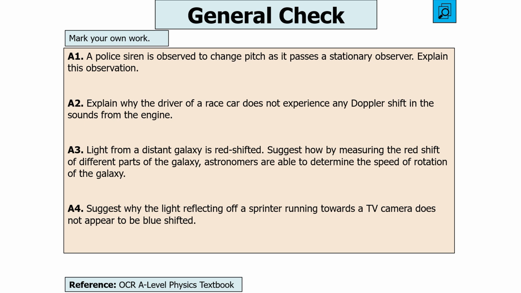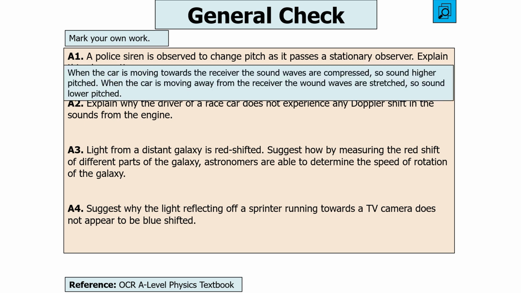Now, the first one is when the car is moving towards the receiver, the space between the observer and the emitter is compressed, so therefore the sound wave is compressed. So therefore there are more waves per second, so it's pitched higher. When the car is moving away from the receiver, there's more space for the sound waves to go into, so the sound waves become stretched. There is a lower frequency, so therefore the sound is lower pitched.